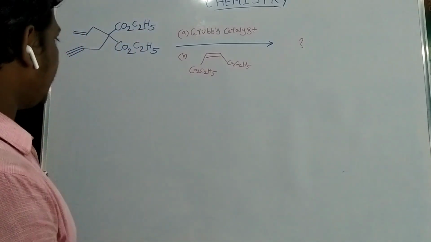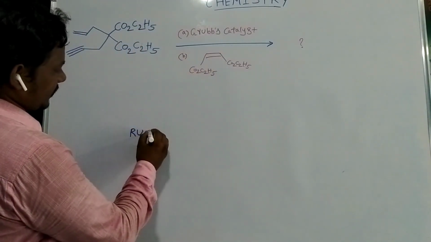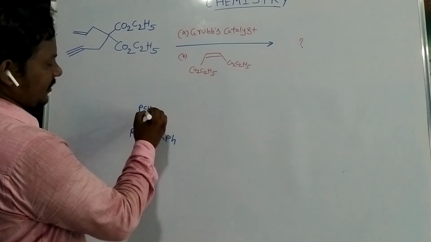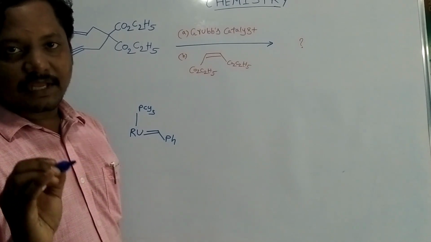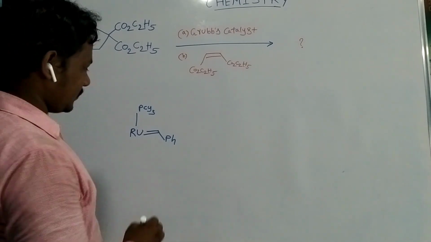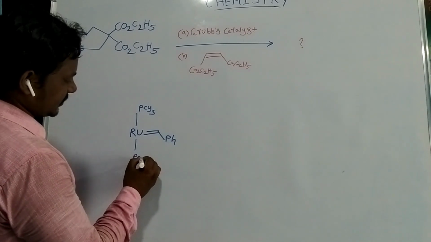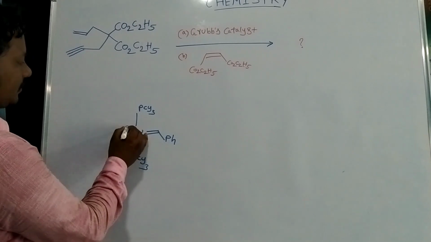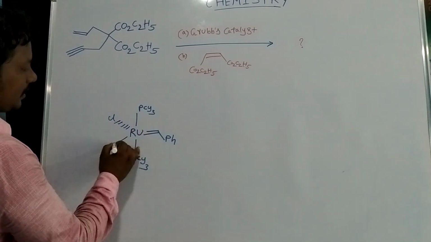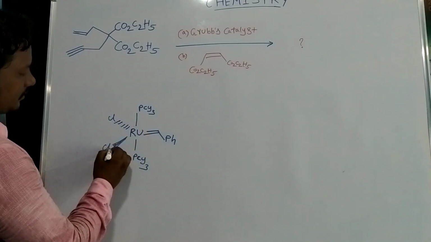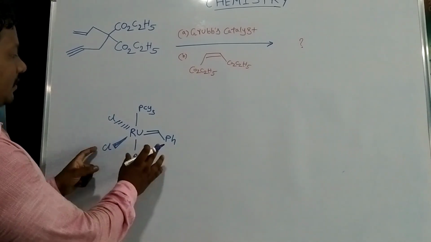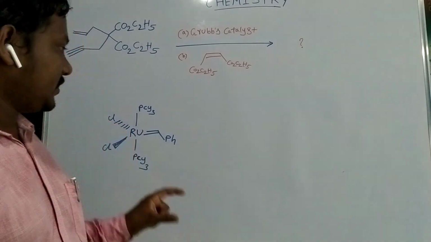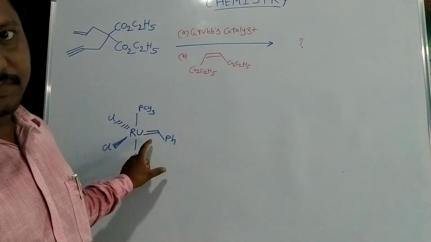If you look at this one, ruthenium double bond Ph, PCy3. PCy3 means tricyclohexyl phosphine. And here another PCy3, tricyclohexyl phosphine. Here chlorine and here also chlorine. Okay, this is the Grubbs catalyst. This is the first generation of Grubbs catalyst.